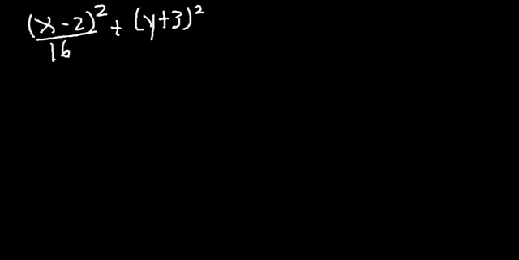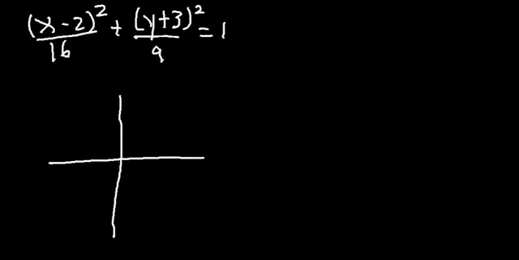So let's say we have this problem: x minus 2 squared divided by 16 plus y plus 3 squared divided by 9, and let's say that's equal to 1. Now the first thing you need to do is find the center. So since we have x minus 2, we need to reverse it, so it's going to be plus 2. And for y plus 3, change it to minus 3. So we need to travel 2 units to the right and down 3. So that's where the center is. But keep in mind, the center is not actually on the graph.